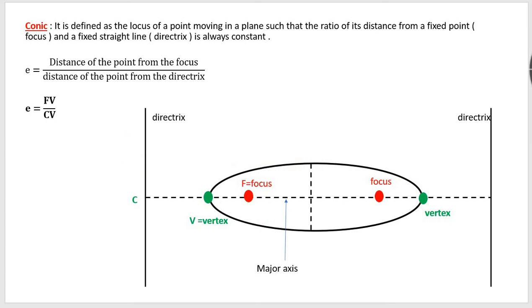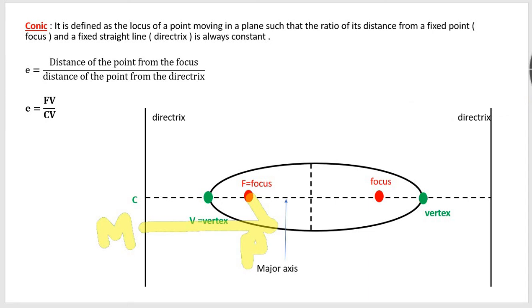What you have to do, if you want to define a conic, take any point P and connect the point with the focus one time and connect the point P with the directrix one time, and the ratio PF by PM, if it is constant, then we say it is a conic.